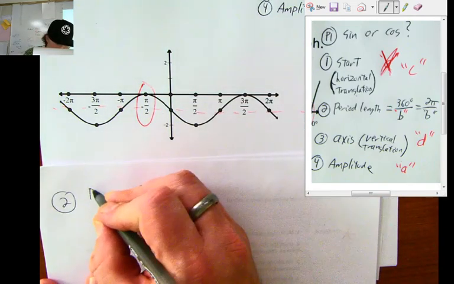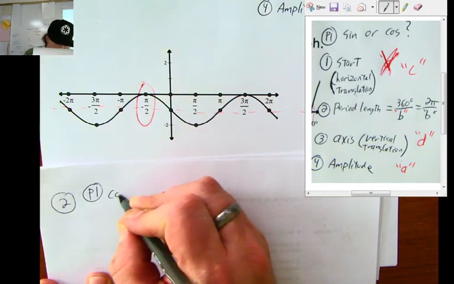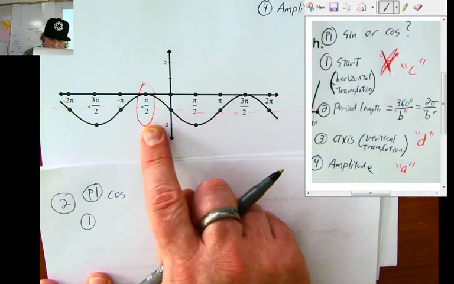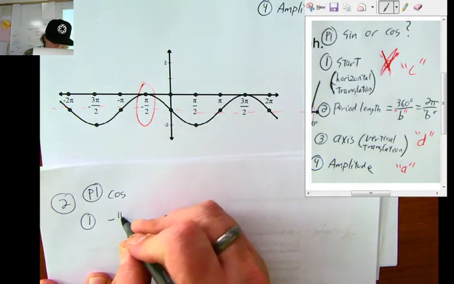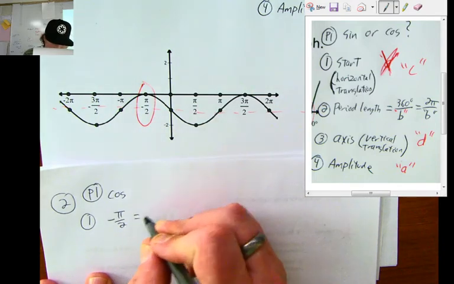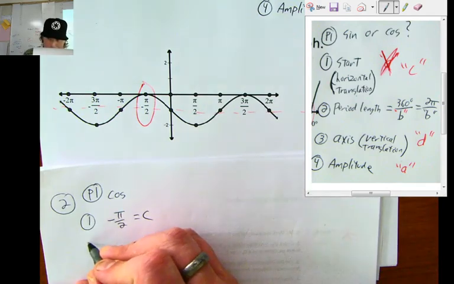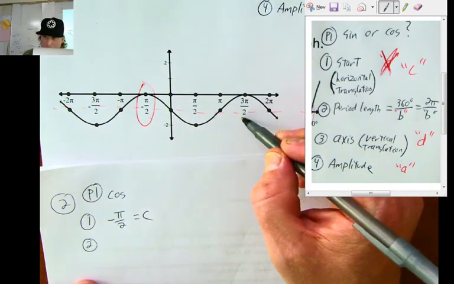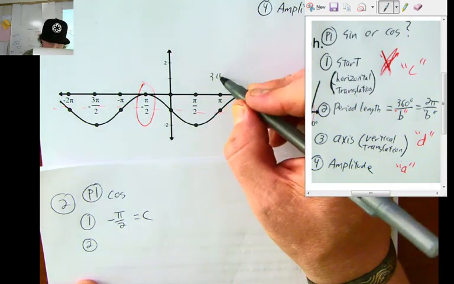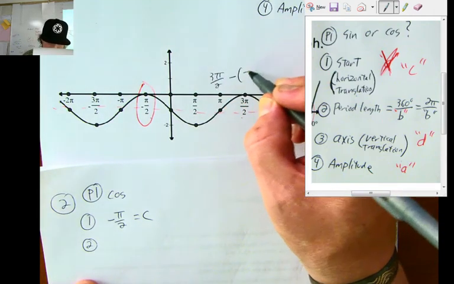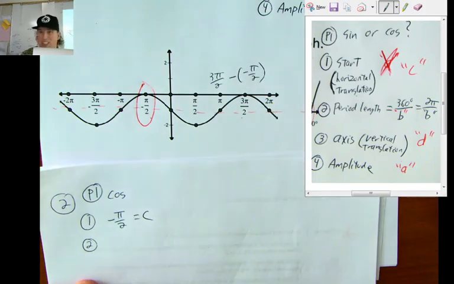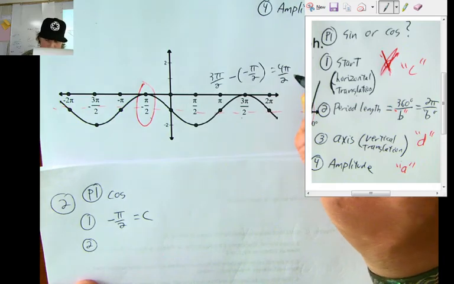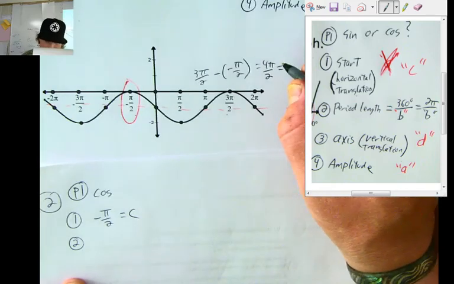So, P1, Elliot decided he was going to do a cosine graph. Because of that, on my start point, I have decided my start point to be negative pi over 2. So that's going to be my C. Then the period length, well, it went from negative pi over 2 to 3 pi over 2. 3 pi over 2 minus negative pi over 2 to figure out the distance from one to the other. That ends up being 4 pi over 2, which is equal to 2 pi.